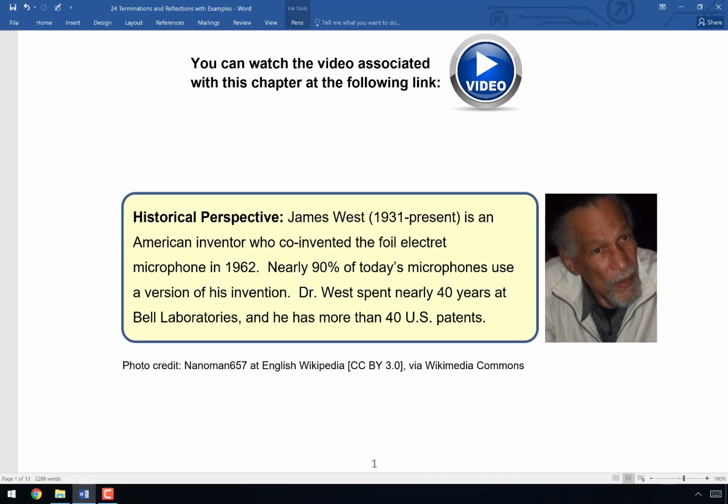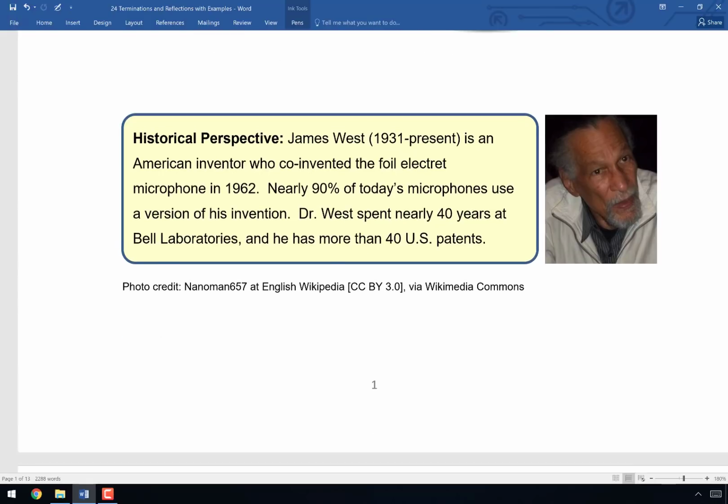Our historical perspective today is another person who's still alive, James West. You may never have heard of him, but he co-invented the foil electret microphone in 1962. 90% of the microphones that you use today are based on this invention. He was a very active inventor. He worked at Bell Labs for 40 years, and he has more than 40 US patents.